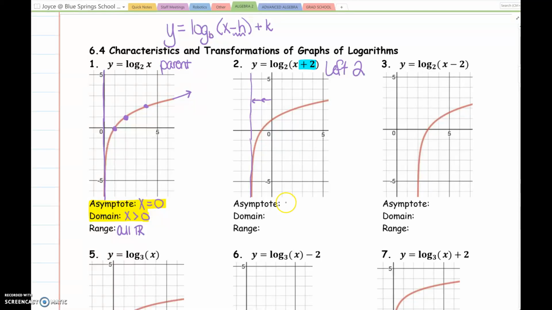Our asymptote, because we moved left 2, is x equals negative 2. All of your points are on the right side of the asymptote, so the domain is x is greater than negative 2. What's the range? All real numbers. And again, notice that your asymptote and your domain are linked together.